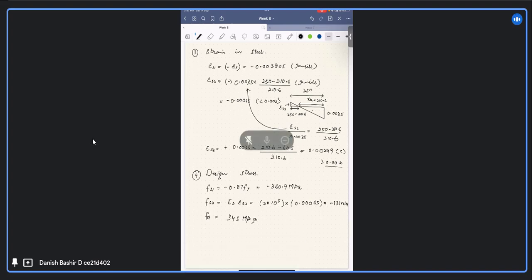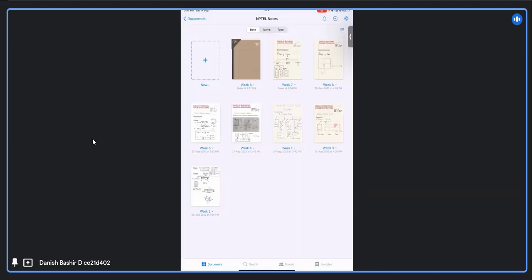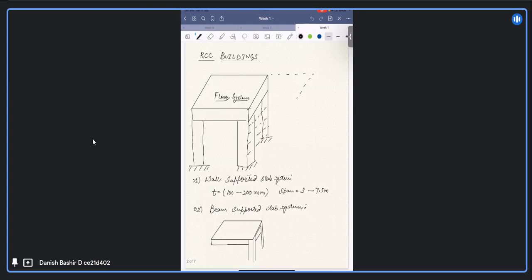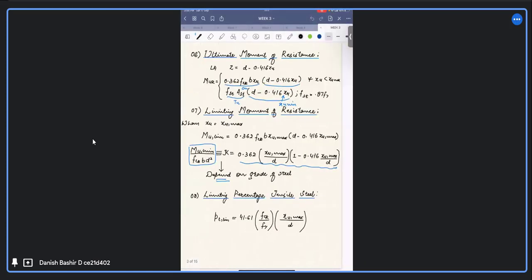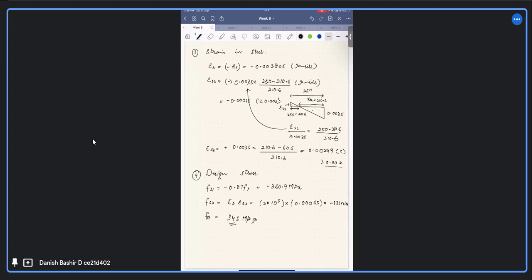I showed you in some lectures that I have a table for this one. I have a table for these stresses. Yeah, this table, for Fe415. You can get these values. You have the corresponding strain here. Whatever strain there will be, you interpolate and get the value here. From there I have got all these values. I have got this 345 megapascal. Okay, so now we have to calculate the design strength.